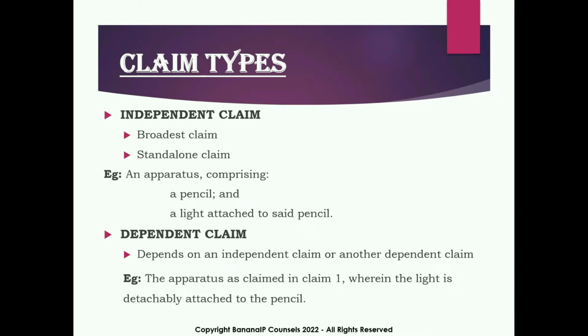The next type of claim is a dependent claim. As the name itself indicates, the dependent claim will always be dependent on an independent claim or another dependent claim. An example is: an apparatus as claimed in claim 1, wherein the light is detachably attached to the pencil. If you see, in independent claim number 1, we are talking about an apparatus which has a pencil and a light attached to said pencil.